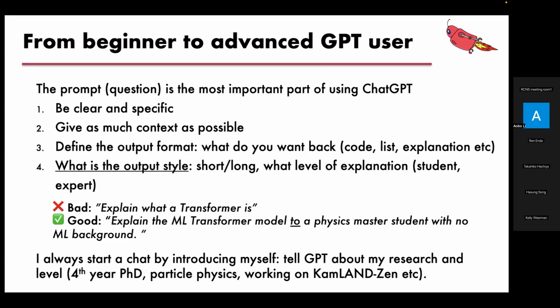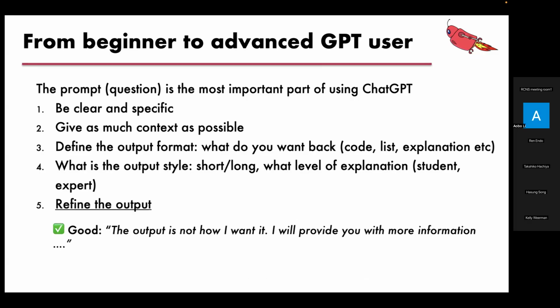So this is a couple of tips that can help you with writing a very good prompt. Then the last one is, again, about how you can chat with ChatGPT to make your output even better. So for example, if you didn't like the answer, you say, I will give you more information and I want new output, for example.